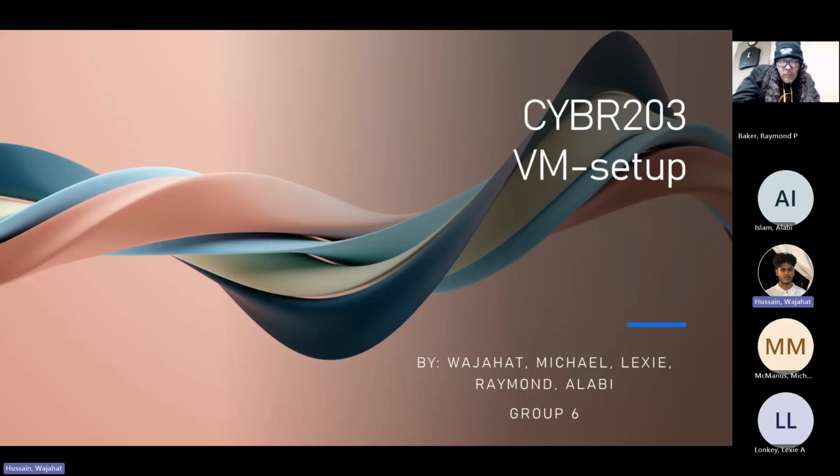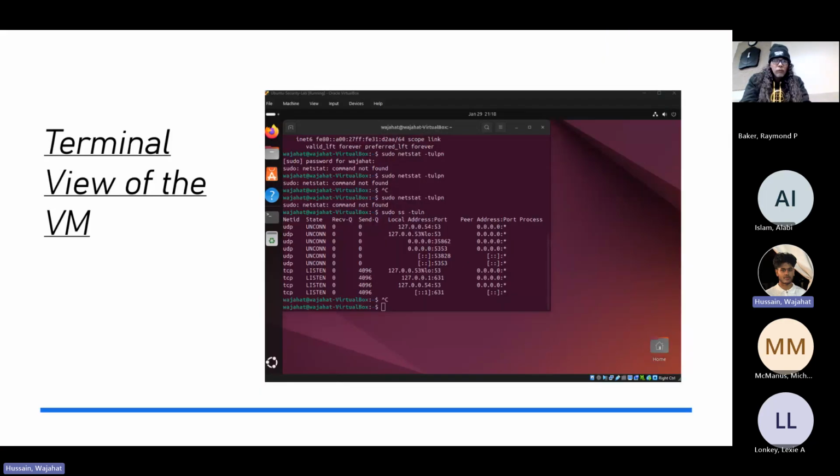So this is going to be for our first assignment, which is just a VM setup. My group is group number 6, and the group members consist of me, my name is Wajahat, Michael, Lexi, Raymond, and Alabi. And then, yep, we'll start by taking a look at the terminal view of the VM. And Michael, if you could talk to us about this.